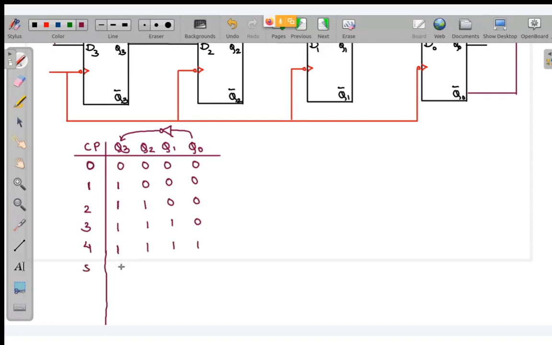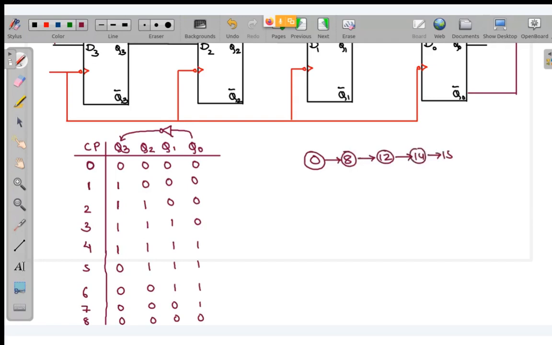Now look at the fifth clock pulse. This one will be inverted, so this becomes 0, 1, 1, 1. In the sixth clock pulse, this will become 0, 0, 1, 1. In the seventh clock pulse, this becomes 0, 0, 0, 1. And in the eighth clock pulse, this becomes 0, 0, 0, 0. So we started from 0, then went to 8, then 12, then 14, then 15, then 7, then 3, then 1, and from 1 again back to 0.